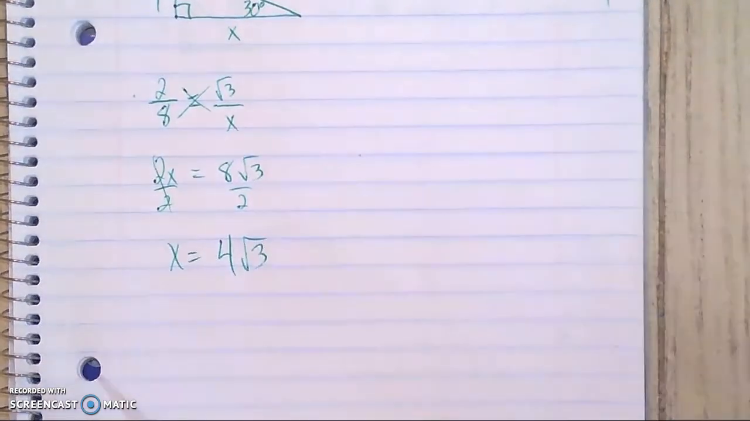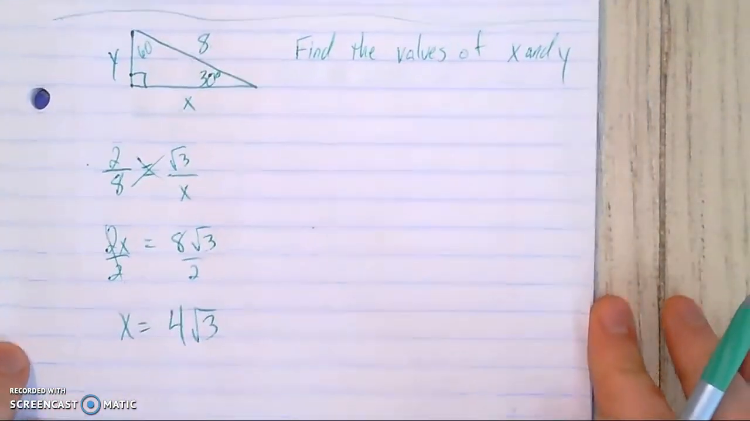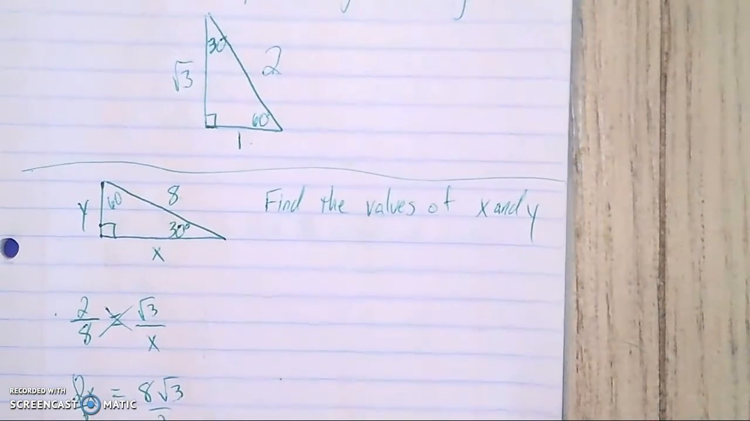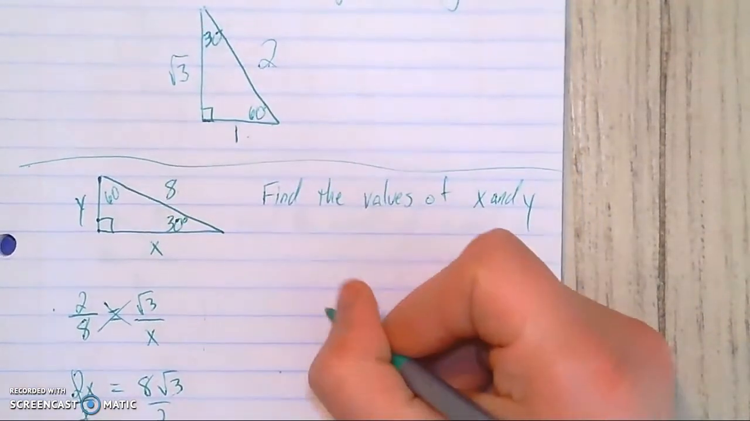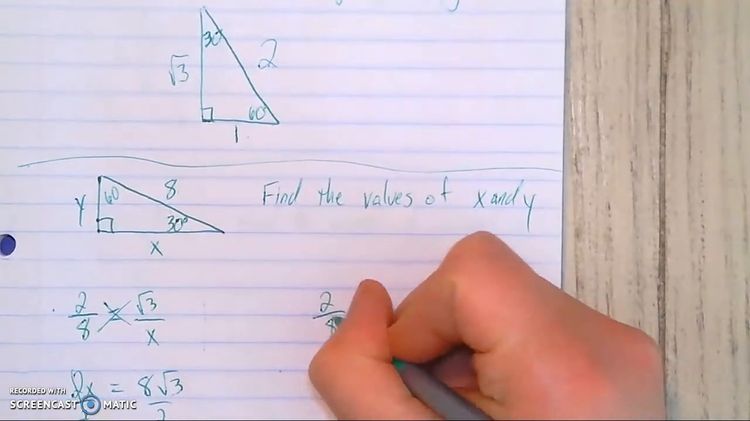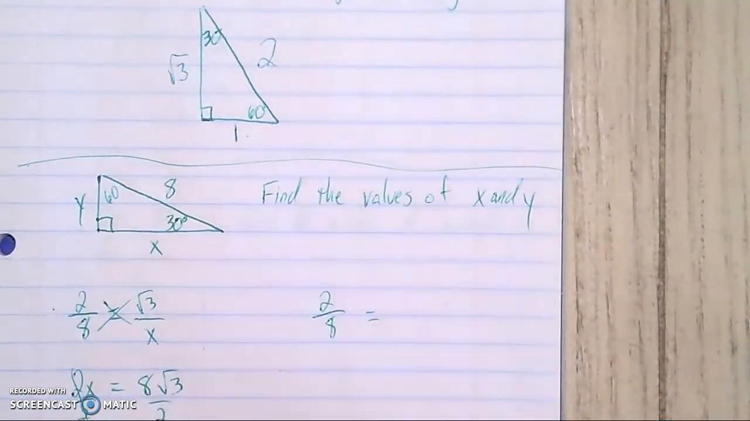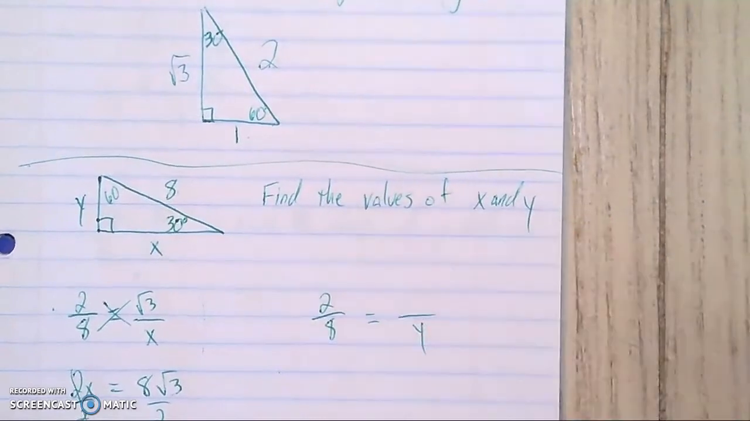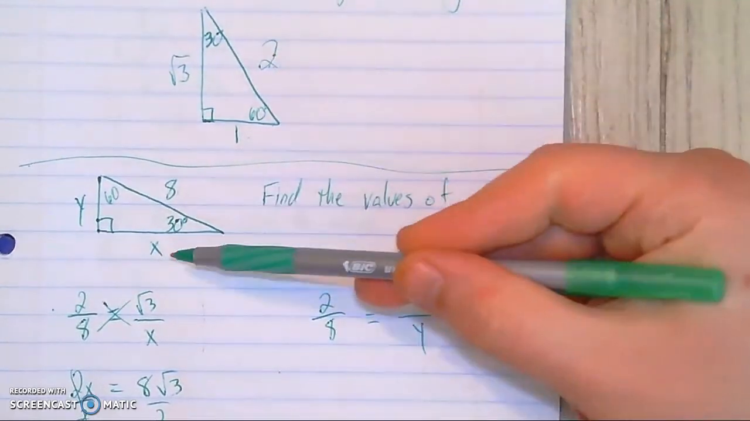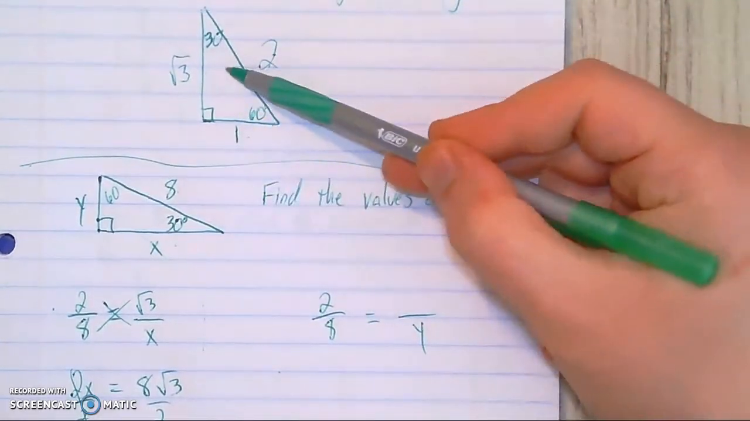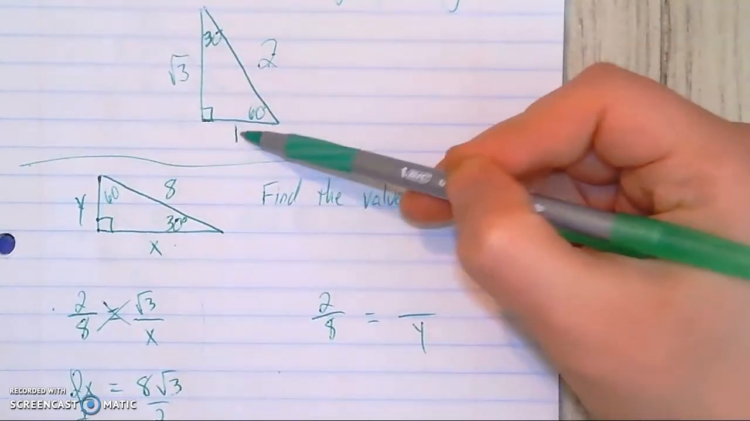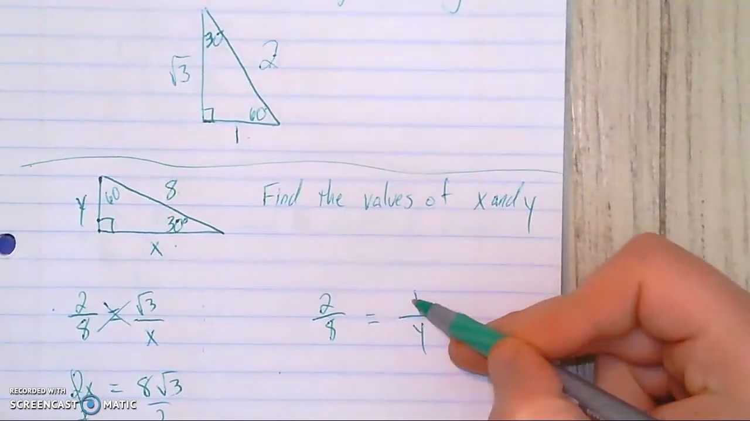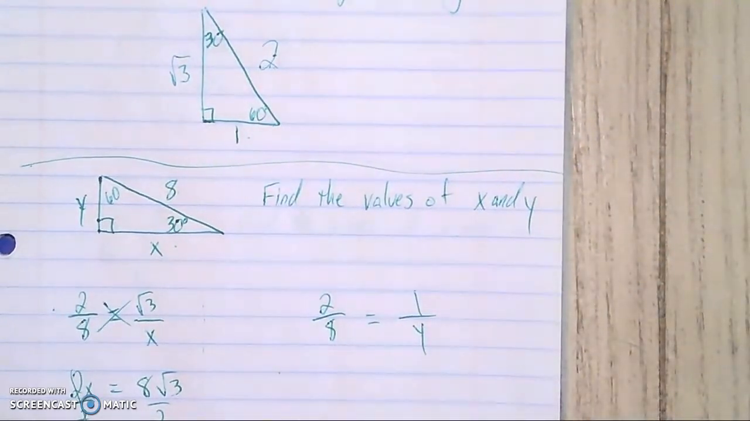So now that I've got x, I'm going to do the exact same thing for y. And again, I want to go back to a comparison that I know. I'm going to make the same 2 compares with 8. And now I want what compares with y. And again, that's going from the classic to the new one. So 2 to 8, something to y. Well, y is across from 30, and across from 30 is where the number 1 should be. So 2 compares with 8 the same way that 1 compares with y.